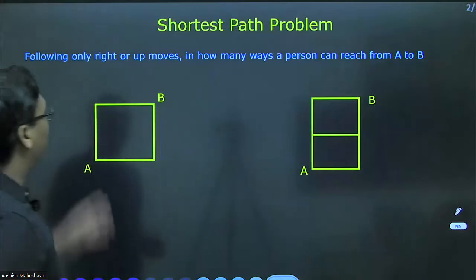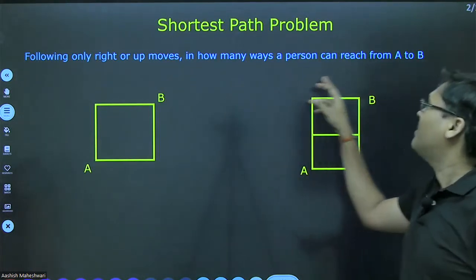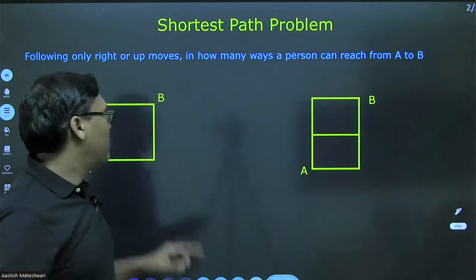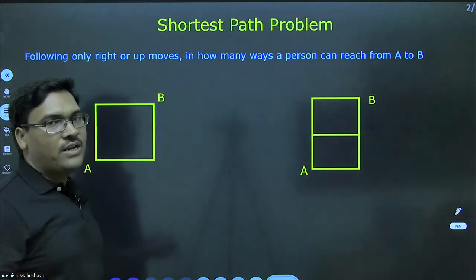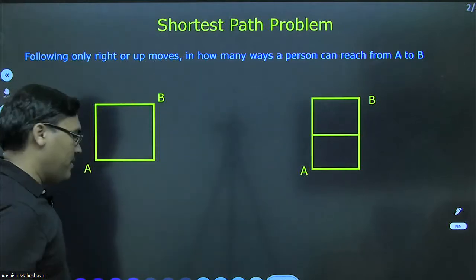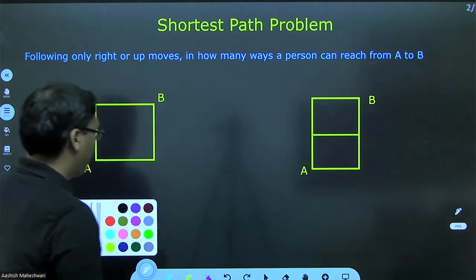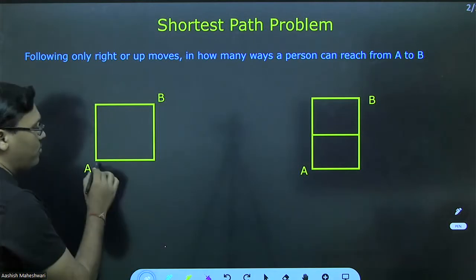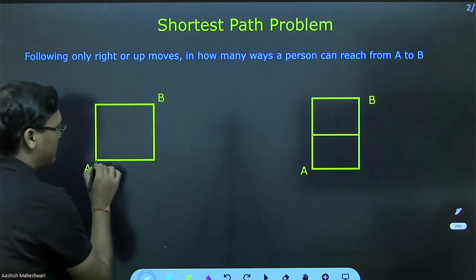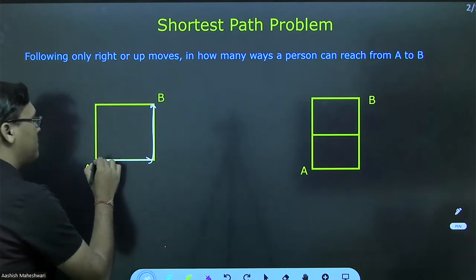So the problem here is the following: using right moves or up moves, in how many ways can a person reach from A to B? I have a simple diagram. I want to go from A to B, following only a right move or an up move. It's very easy. There are only two ways, following only right moves and up moves. So this is one way and this is another way.